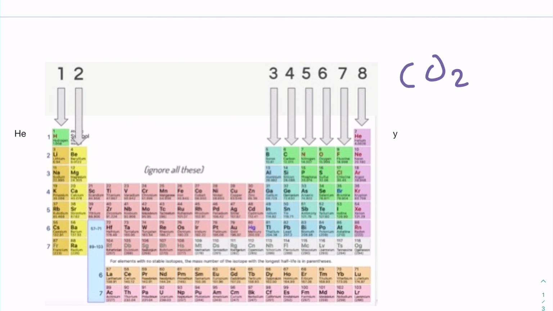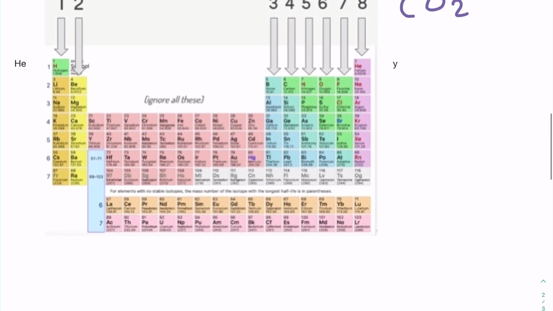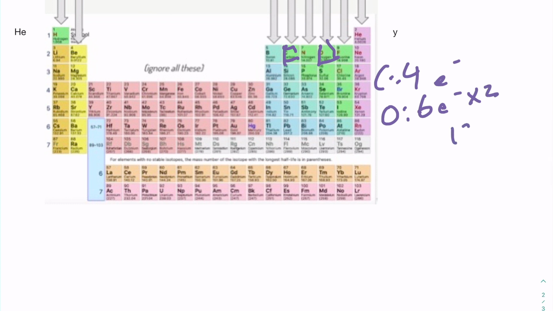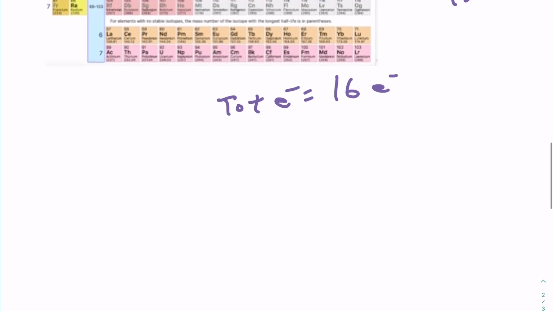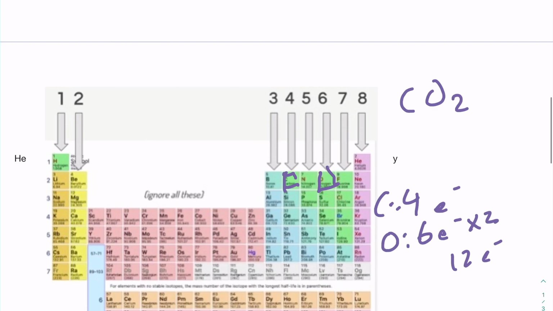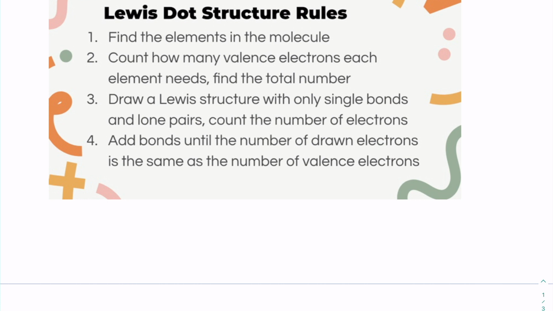So let's say we take the molecule CO2, right? We're going to have 1 carbon and 2 oxygens. Carbon's here, oxygen is here. So carbon has 4 electrons. Oxygen has 6 electrons, and we have 2 of them. So we have 12 electrons. So the total number of electrons is equal to 16 electrons. So the trick is then to say, okay, now we found the total number of electrons that we need.